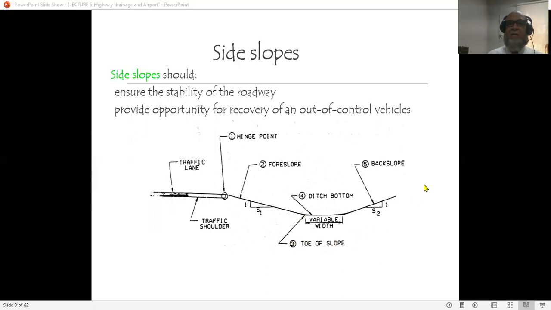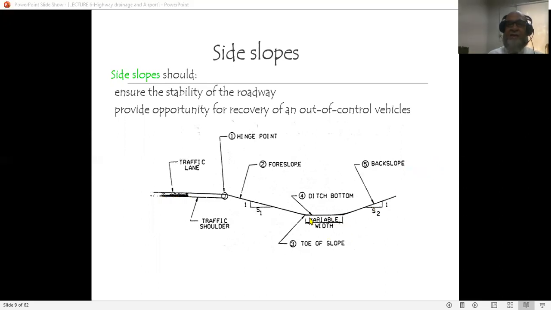And now this side that is coming from the land side, we call a back slope. So the difference between a fore slope and a back slope: the fore slope takes water from the traffic side, and the back slope takes water from the adjacent land area.